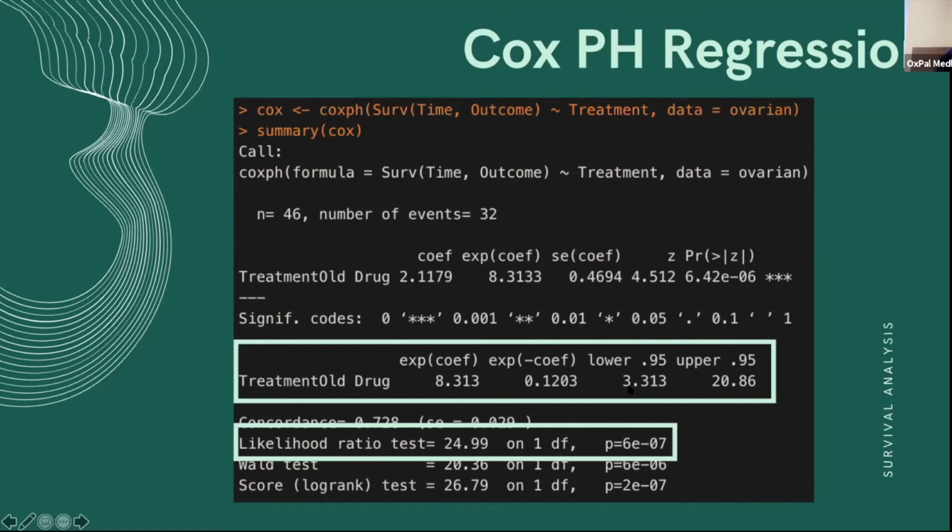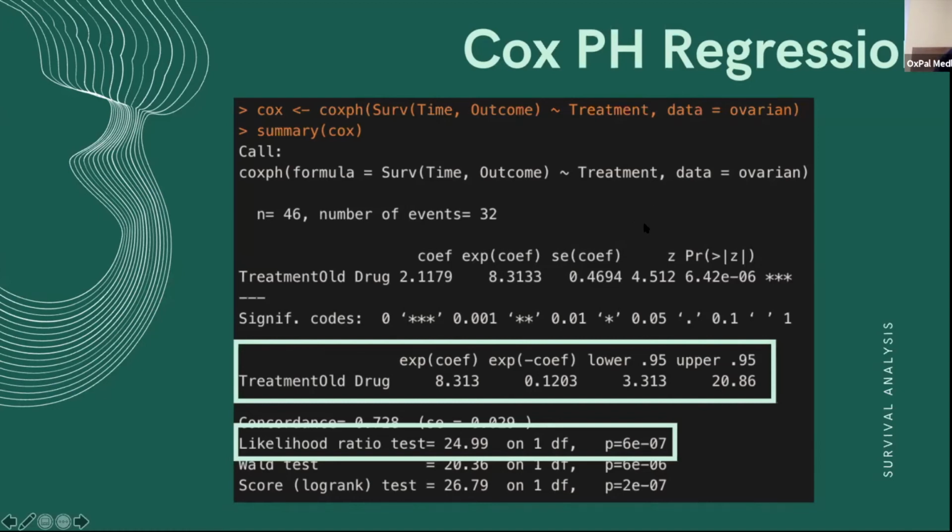And then it gives here a confidence interval. So between 3.3 and 20.86. So that's a very wide confidence interval. And the other thing that I want you to take into consideration is, aside from the point estimate and the confidence interval, we also got a p-value, which is 0.000006. So it means it's a very small p-value, and we can reject the null hypothesis. So this is how Cox regression works, and how it's computed using a software.